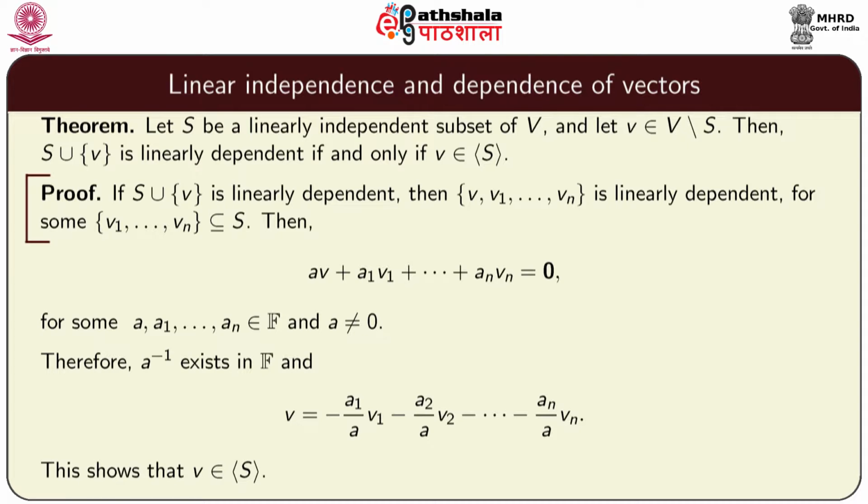Proof: if S union singleton v is linearly dependent, then the set v, v1, v2, etc. up to vn is linearly dependent for some v1, v2, etc. vn subset of S. Since we know that S is a linearly independent subset of V, we do have a non-trivial linear combination of v, v1 to vn giving rise to the 0 vector, which is av plus a1 v1 etc. up to an vn equal to the 0 vector, where a1, a2 etc. up to an are elements in the field F, and a must be non-zero.